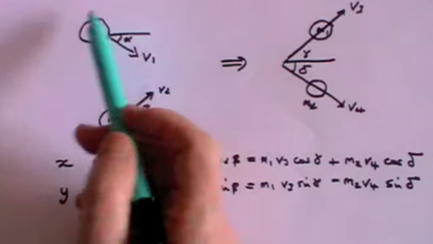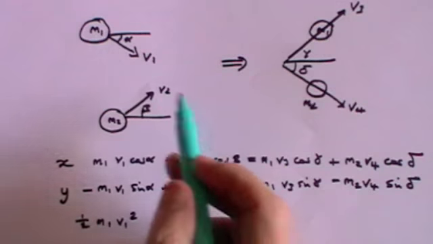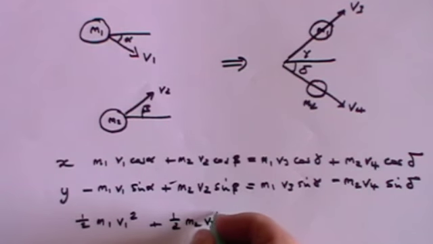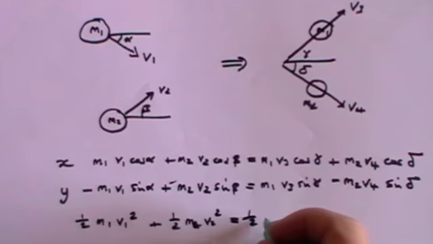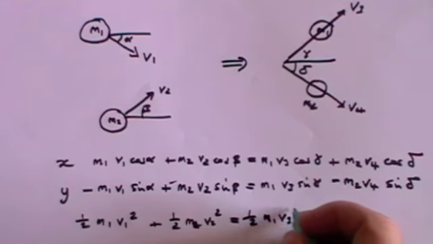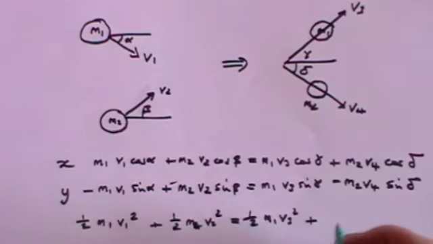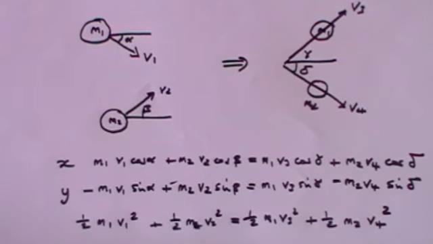Consequently, the kinetic energy of this ball is a half m1 v1 squared, the energy of that ball is a half m2 v2 squared, and that's the kinetic energy before the collision, and that's going to equal the kinetic energy after the collision, which is a half m1 v3 squared, that's this ball here, plus the kinetic energy of this ball, which is a half m2 v4 squared.